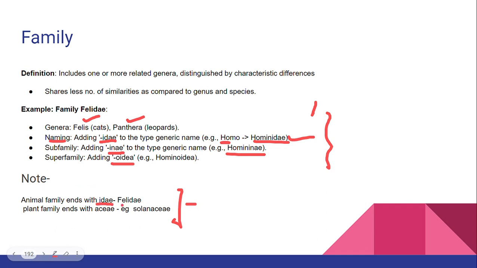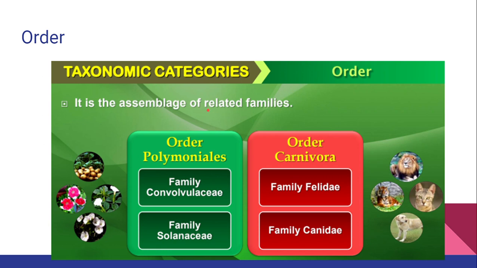This is not given in your textbook, but you should know about it. Animal family ends with IDAE, for example Felidae. And plant family ends with ACEAE, that is Solanaceae. Right? Now, order is nothing but an aggregate of related families.